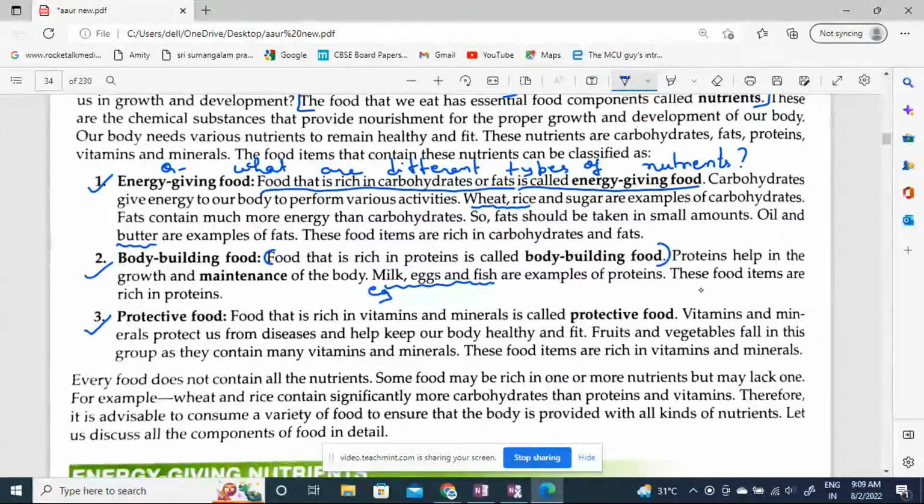Now the third classification is protective food. The food that is rich in vitamins and minerals is called protective food. That means the food items which contain vitamins and minerals. Generally all the fruits and all the vegetables contain a lot of vitamins, so they come under the category of protective food. So this is the classification of the different types of nutrients. The next question number 3 is, what are the different types of nutrients? Classify them. You have to write this answer, and after that, nothing else over here.